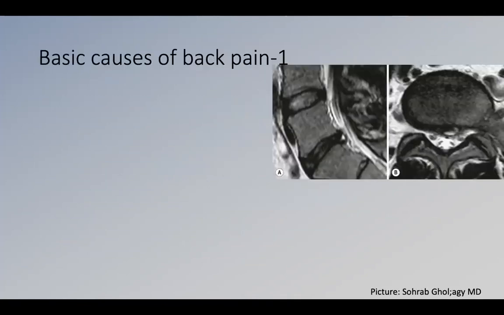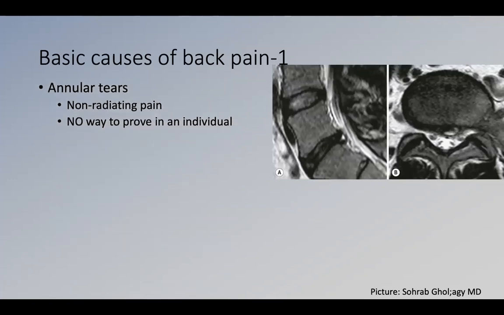So let's look at basic and more advanced causes of back pain, just so you've got them in your vocabulary. Look at this MRI. This is an annular tear. See that little white part there? See it right there? A little tear in the annular fibers. They cause non-radiating pain, but guess what? I cannot tell you by looking at this picture whether that annular tear is causing pain or just living there.